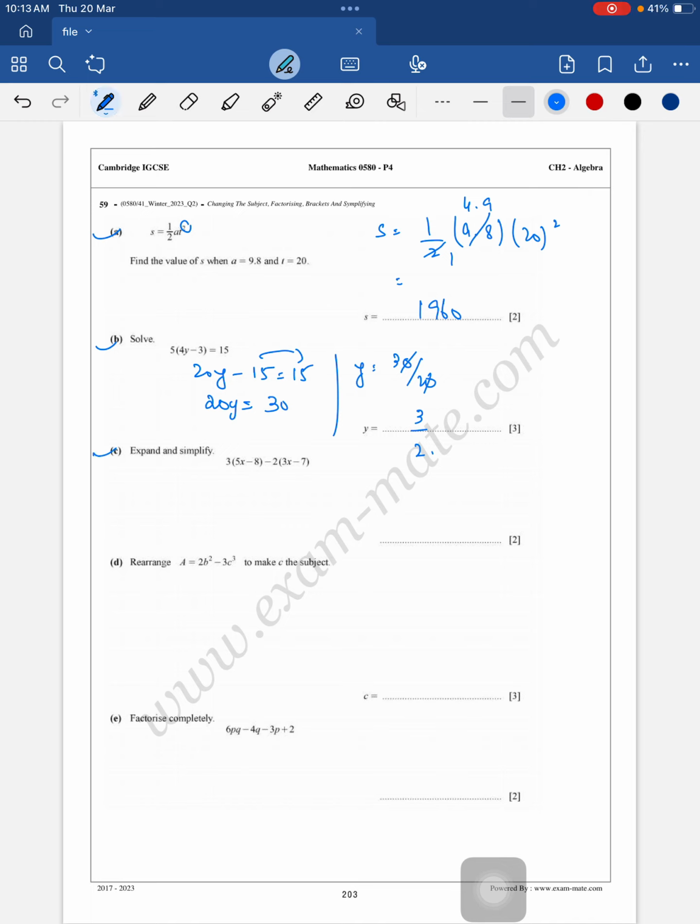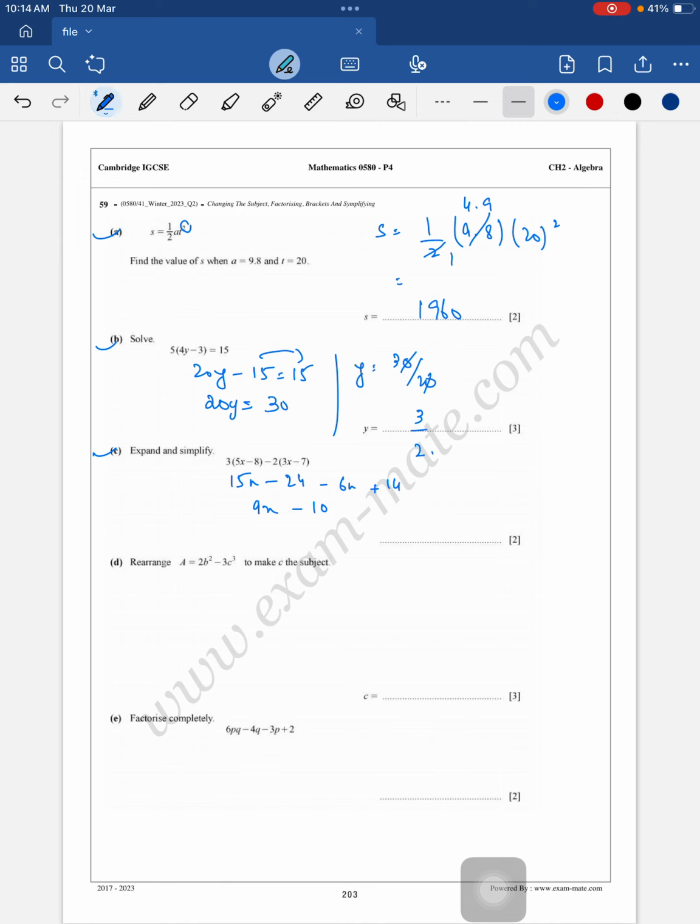Expand and simplify. 3 into 5x is 15x, 3 into 8 is 24, minus 2 into 3x is 6x, plus 2 7s are 14. So 15x minus 6x is 9x, and minus 24 plus 14 is minus 10. Clear? So that was about question number 58, 59 part C.